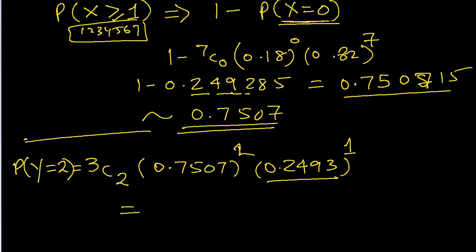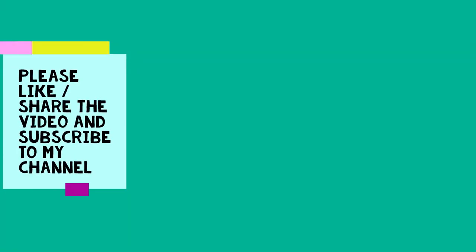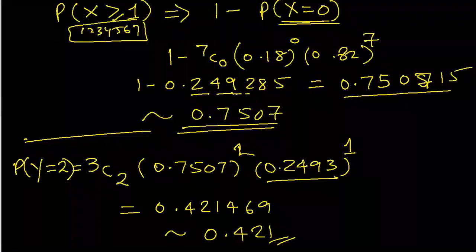When I do this, I get 0.421469. And I have to round it off again. So answer is 0.421. This is the probability. What's next?